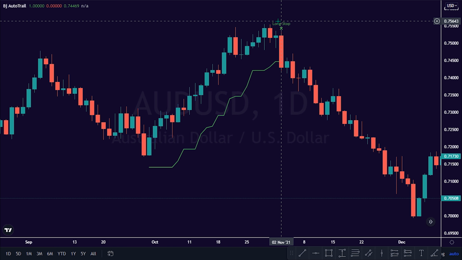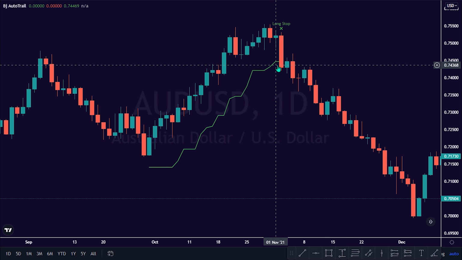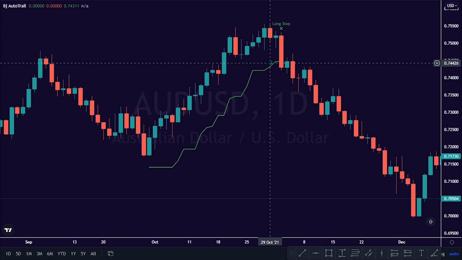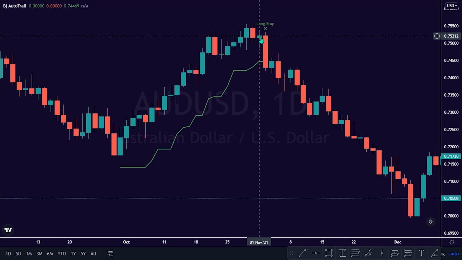The Bjorgum AutoTrail indicator will pop up long stop on the screen whenever price makes a bearish pullback and it hits the green trail line. Whenever you see this, it's a signal for us to close the long trade.